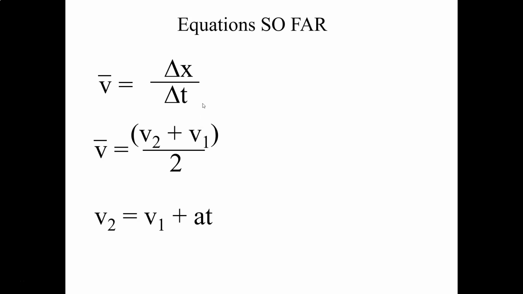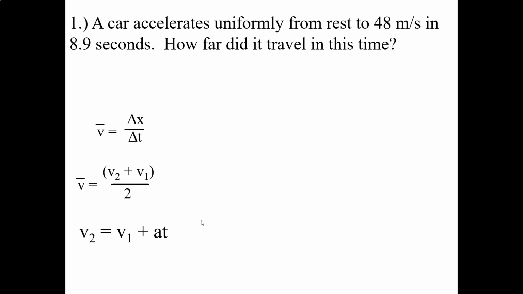So these are the three equations that we have so far. Average velocity equals displacement over time. Average velocity is equal to v2 plus v1 over 2. We can only use that equation if acceleration is constant, which is going to be the only types of problems that I give you. And then final velocity equals initial velocity plus acceleration times time.